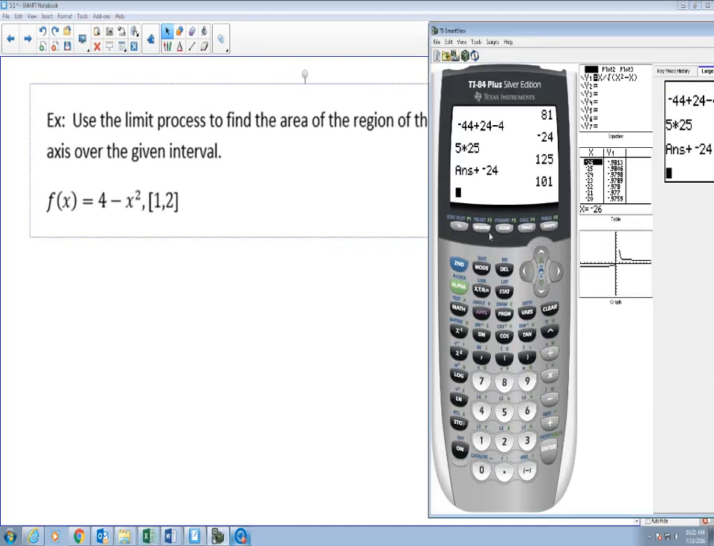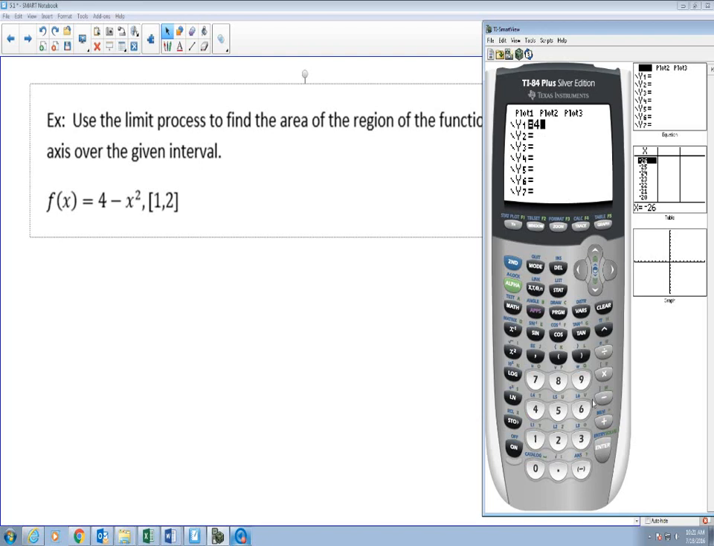Alright, I'm going to grab this function real quick so I can show you some of the drawings I got from the graphing calculator. 4 minus x squared. I want to go from 1 to 2. So I'm going to go from 0 to 3. Let me do from negative 1 to 10. Okay, something like that.